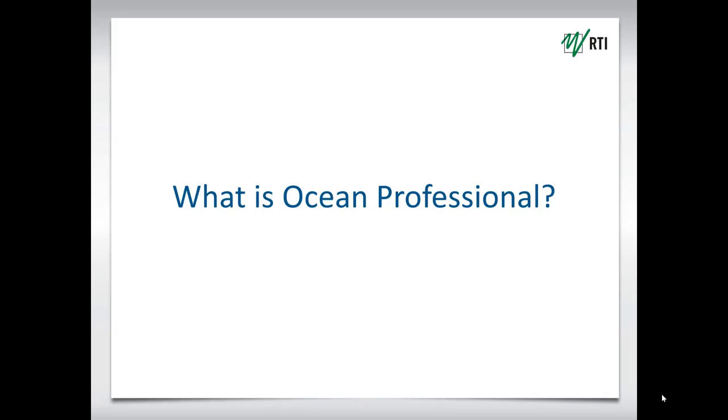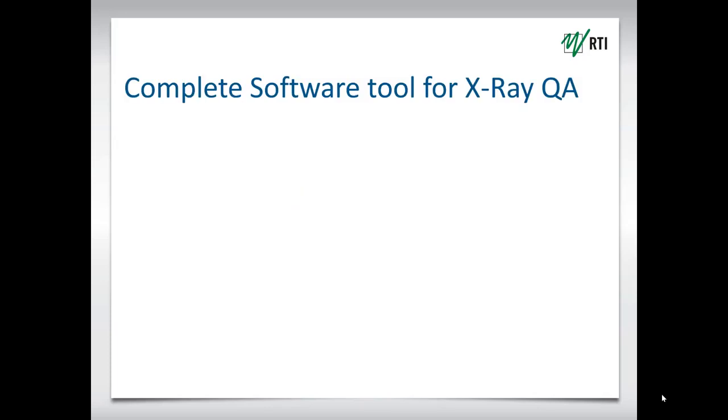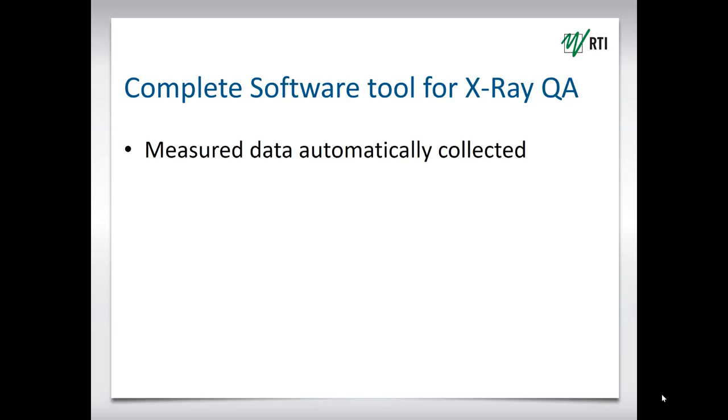What is Ocean Professional? Ocean Professional is a complete, powerful, and flexible software tool for obtaining, analyzing, storing, and reporting of your diagnostic X-ray QA measurements through customizable templates. Measured data is automatically collected into Ocean Professional using RTI's QA meters like the Black Piranha and the Cobia, or it can be entered via keyboard entry using other QA meters.